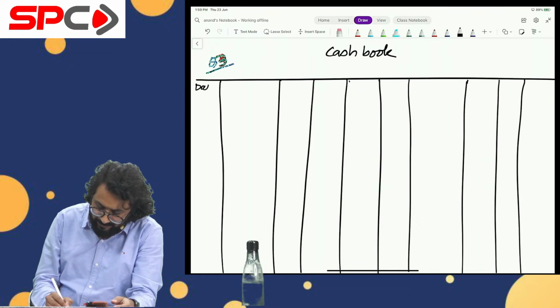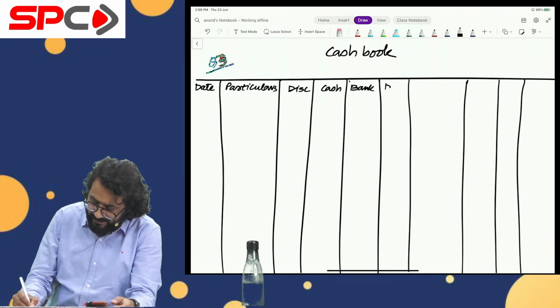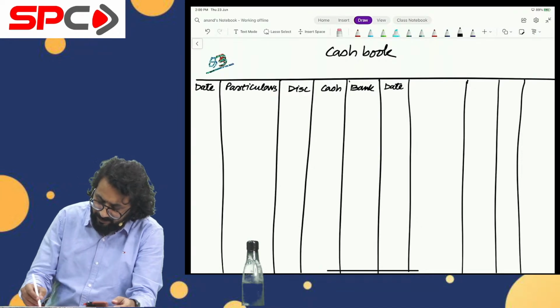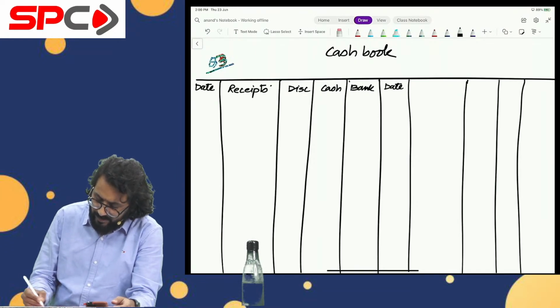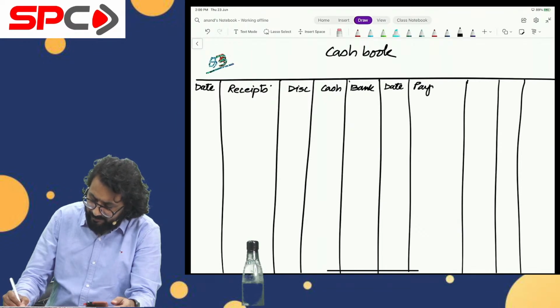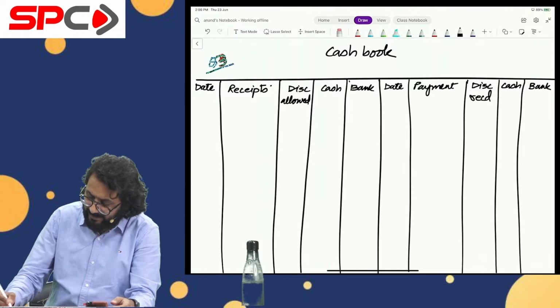So I'll write down date, particulars. I can write down discount, cash, bank. Date, and in place of particulars, what can we write? Receipts. And date, payment, discount, cash and bank. The discount on the debit side is discount allowed. The discount on the credit side is discount received.